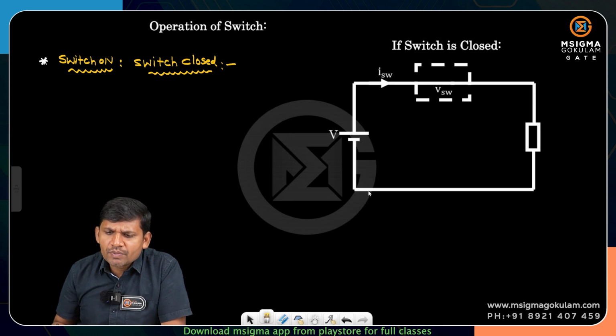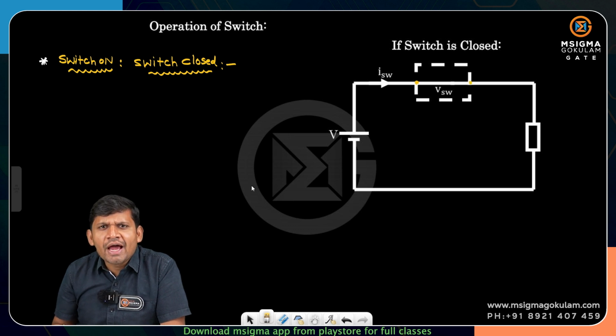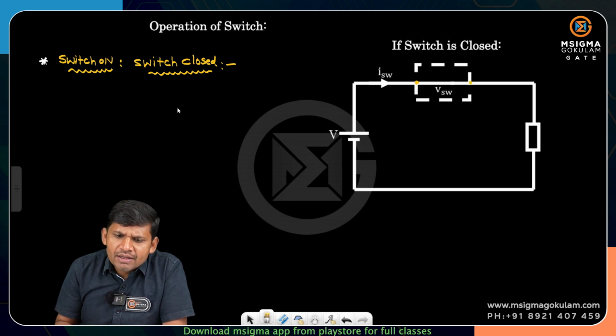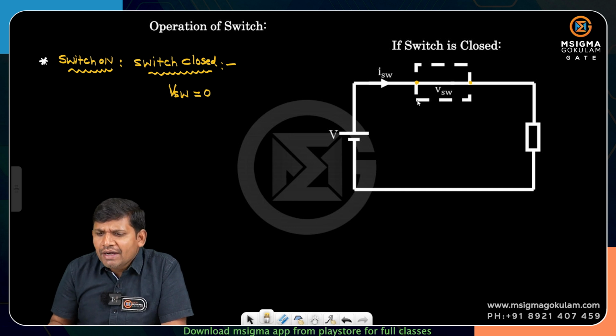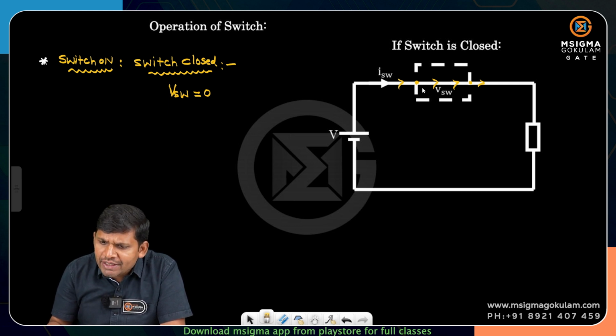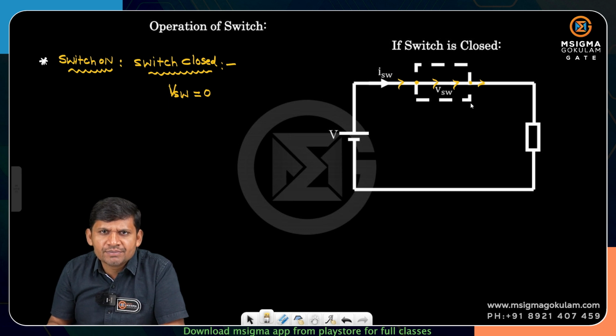The switch is closed. If the switch is closed, what is the voltage across the switch, friends? Ideally, if the switch is closed, the voltage across the switch equals 0. V_SW equals the voltage across the switch, and it carries the current. I am talking about the voltage across the switch, not about the supply. I am talking about the voltage across the switch and the current through the switch. Clear, friends?